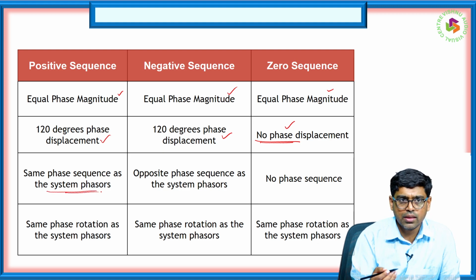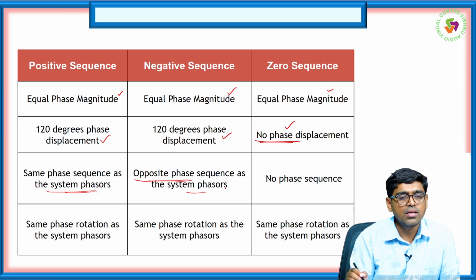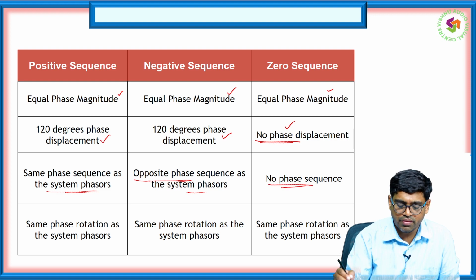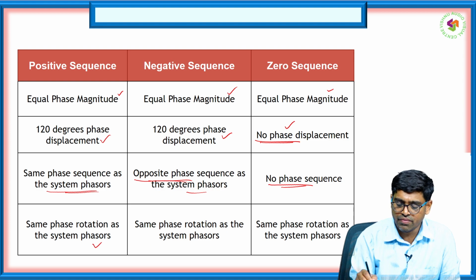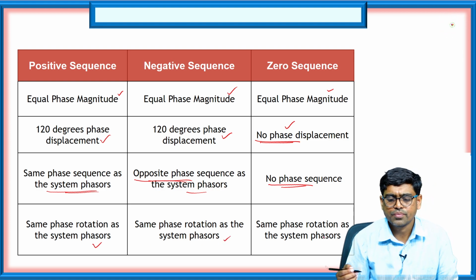So whatever the original phase sequence is, we see the same phase sequence in the positive sequence. But in the negative sequence, it is the opposite phase sequence to the original vector. And the zero sequence has no phase sequence. And in the case of the same phase rotation as the system phasor, the positive and zero sequences have the same phase rotation as the system phasor.